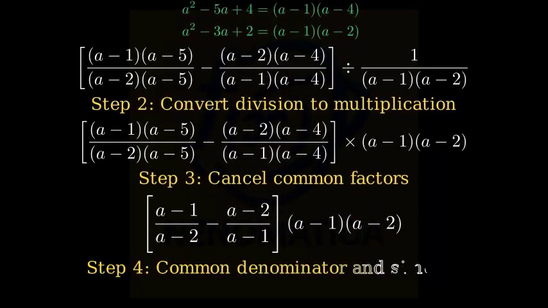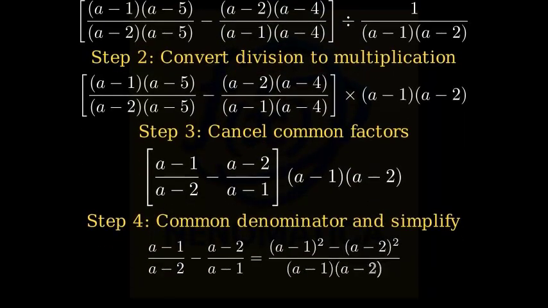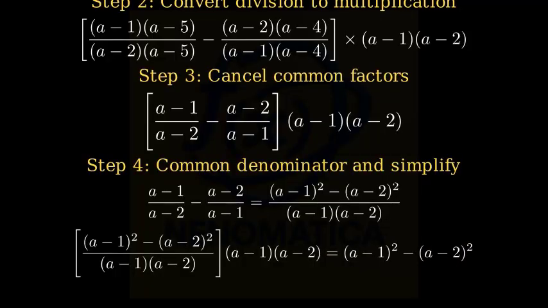Step 4. Combine the two fractions into one. Subtracting with a common denominator gives (a minus 1) over (a minus 2) minus (a minus 2) over (a minus 1) equals (a minus 1) squared minus (a minus 2) squared over (a minus 1) times (a minus 2). Now multiply by (a minus 1) times (a minus 2), and it cancels the denominator. We are left with (a minus 1) squared minus (a minus 2) squared.